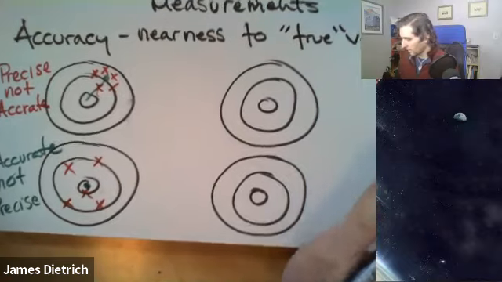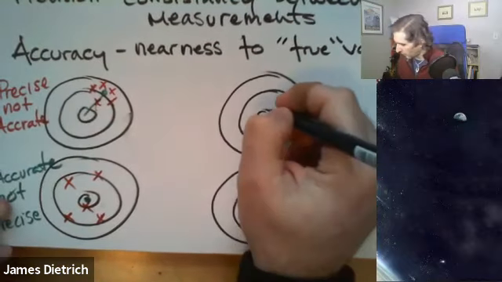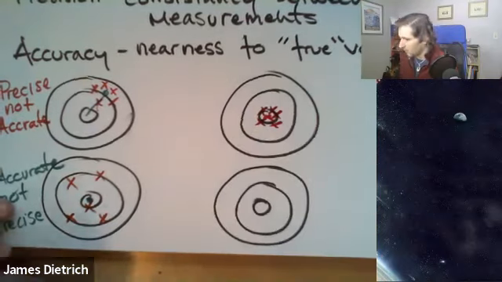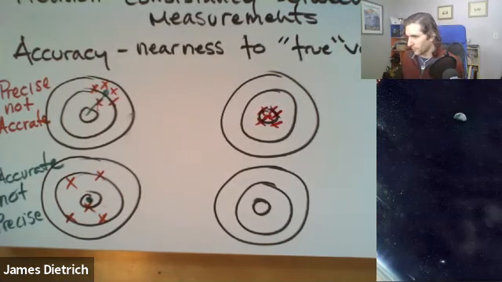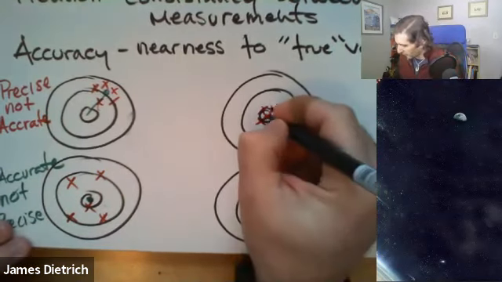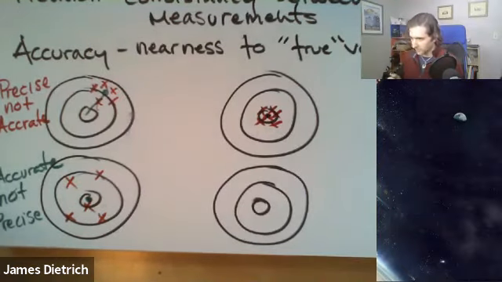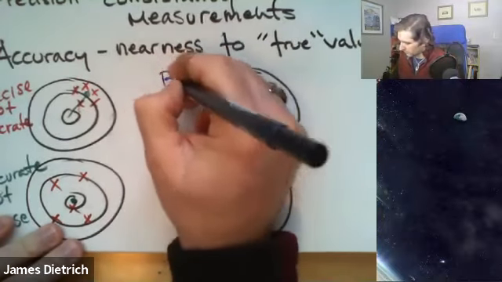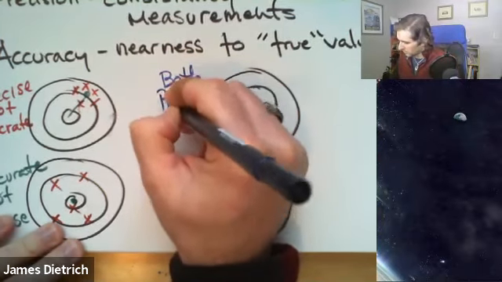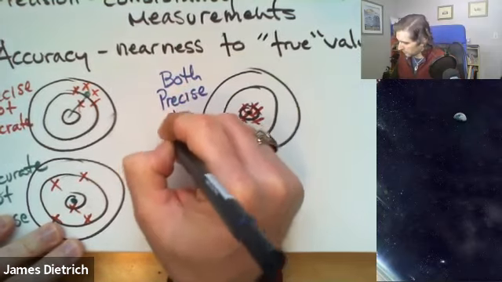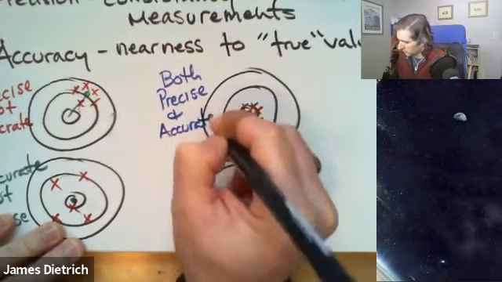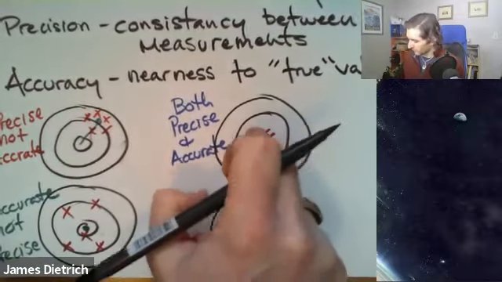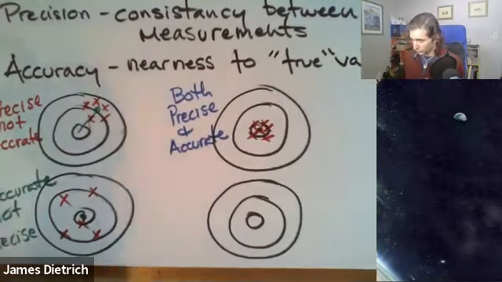The best of both worlds is that we have measurements that are right around our bullseye, and so our average would be dead center. So in this case, this is both precise and accurate. Our measurements are very consistent, and they're very near our true value.